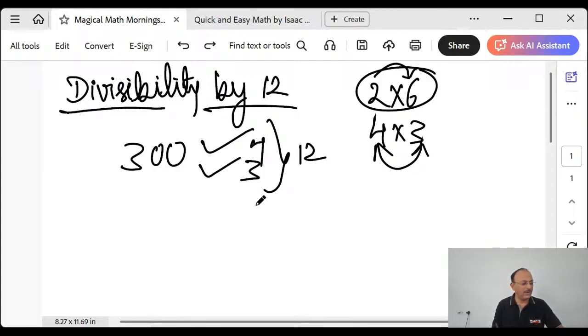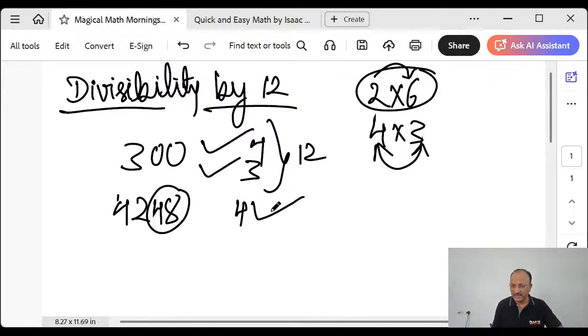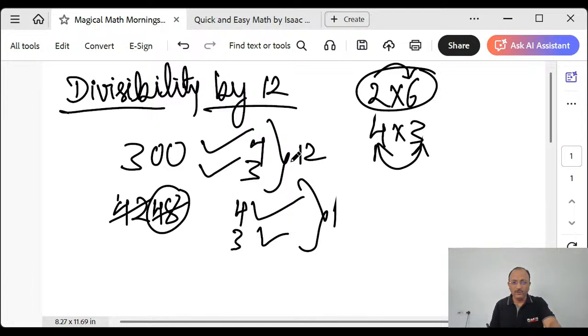Correct? No? Let's take one number, 4248. Now, first you check with 4. Easy. Last two digits, 12 4s are 48. Yes. Then check with 3. 4 plus 2, 6. Removed. 4 plus 8, 12. Removed. Because the moment I get a sum of digits which is divisible by 3, I will stop there and count the remaining numbers. When you add everything, yes, it is divisible by 3 also. So this number is divisible by 12. Understood? I will give you one number.